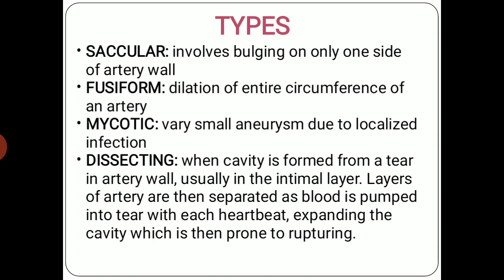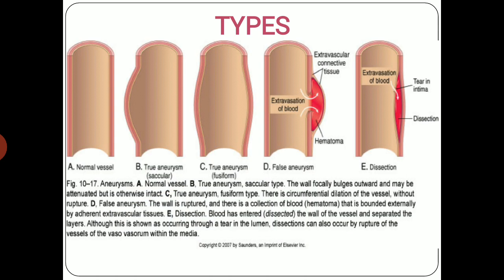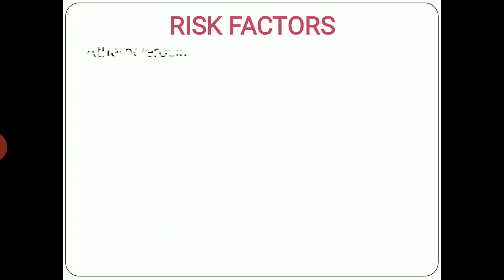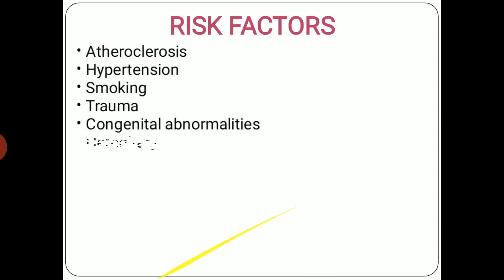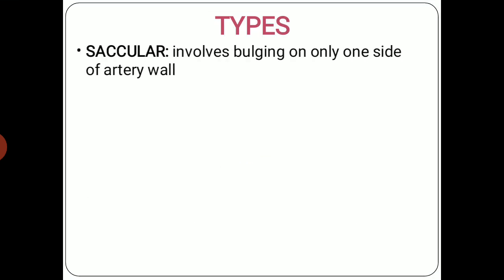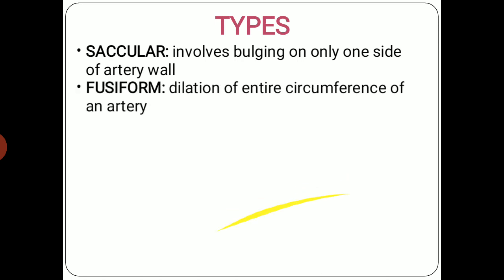ठीक है, so saccular, as you can see in this image, the first vessel is showing the normal vessel, उसमें कोई भी aneurysm नहीं है, but the second is showing the saccular aneurysm, जिसमें क्या होगा, towards one side the aorta or artery is dilated. ठीक है, so as it was in this slide, saccular. It involves the bulging on only one side of the arterial wall.